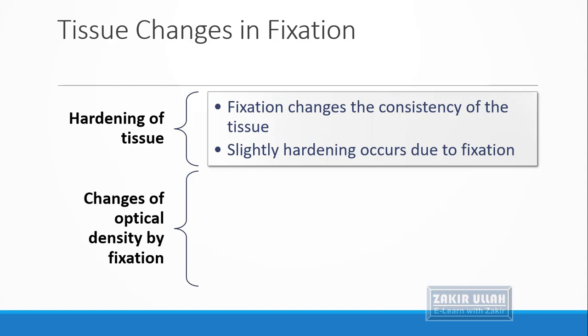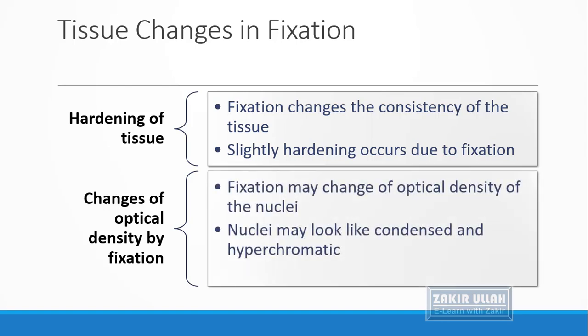Changes of optical density by fixation. During fixation, it may cause changes in the optical density of the nuclei, and the nuclei may look condensed or hyperchromatic, and during the staining, they may gain more stain as compared to the other parts of the biopsy. So when radiations or waves are passed through these cells or this tissue, it may absorb most of the waves. That's why we say that the optical density or the absorbance of the biopsy may be changed because of the process of fixation.